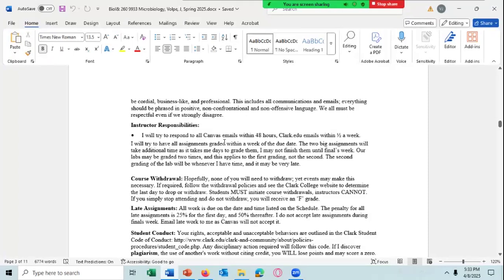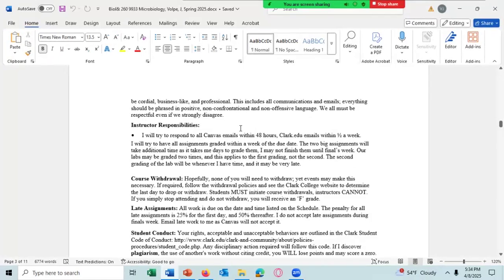My responsibilities. I will try to respond to all Canvas emails within 48 hours. And I forgot to mention when I showed you the syllabus that I prefer getting Canvas emails as opposed to clark.edu emails. I get a lot of junk emails in the clark.edu emails, so I'm only going to check that email about twice a week. So if you send me a question on jvolpe@clark.edu, you may have to wait half a week before I will read your email.